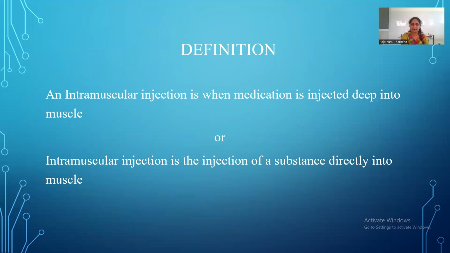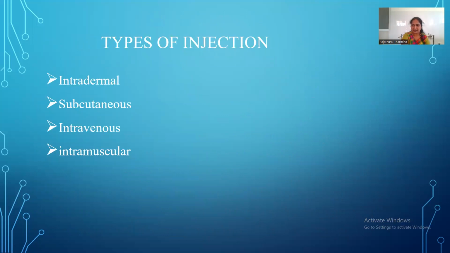Next, the definition. An intramuscular injection is when medication is injected deep into muscles, or intramuscular injection is the injection of a substance directly into muscles. Now we are going to see types of injection. Mainly 4 types of injections are there. Number 1, intradermal. Next, subcutaneous, intravenous, and intramuscular.